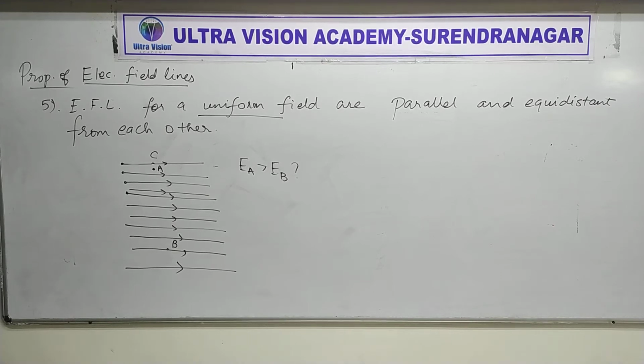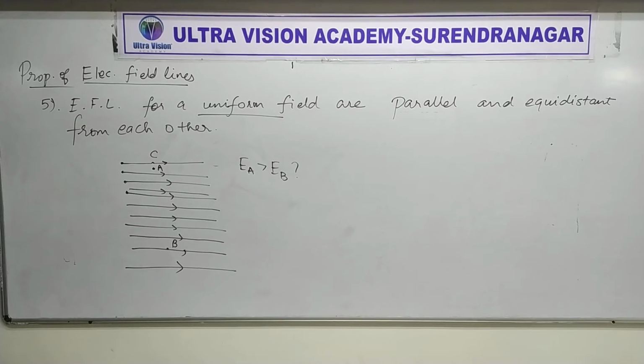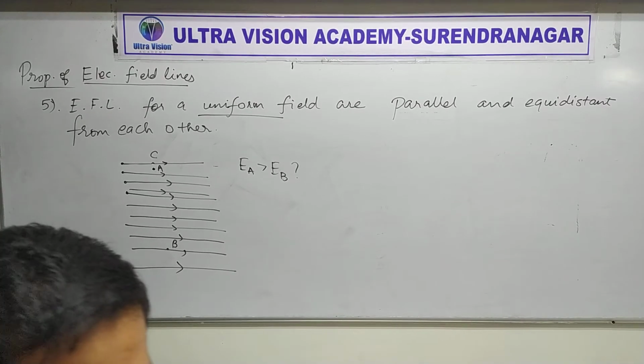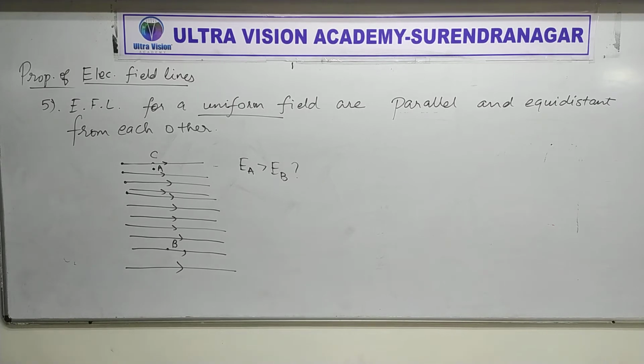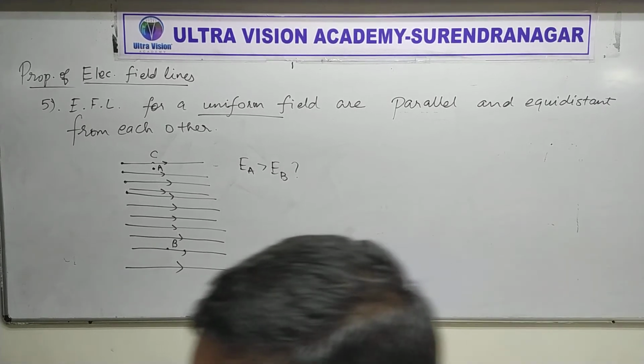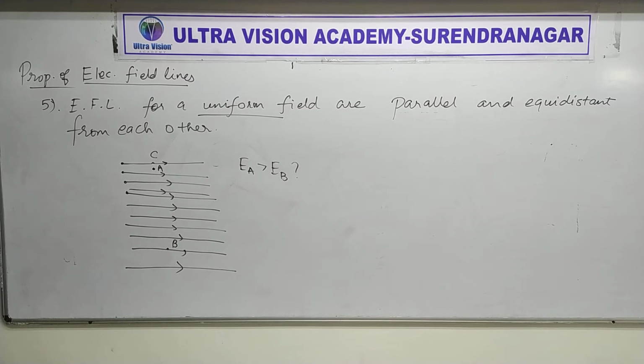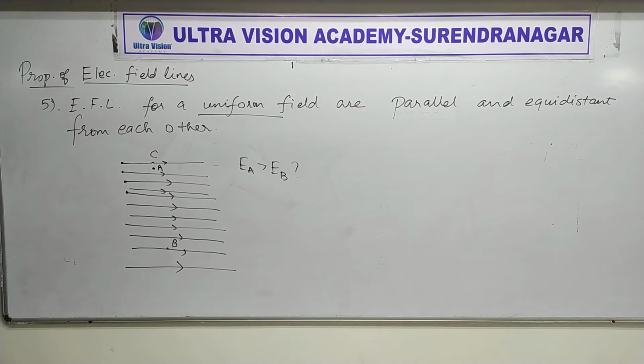Example 8. Look at the field lines shown in the figure. Do you see they are for uniform field? Can you identify that they are for uniform field? How do we identify? Are the field lines parallel to each other? Yes. Then are they at equal distance from each other? Look at the blue one.